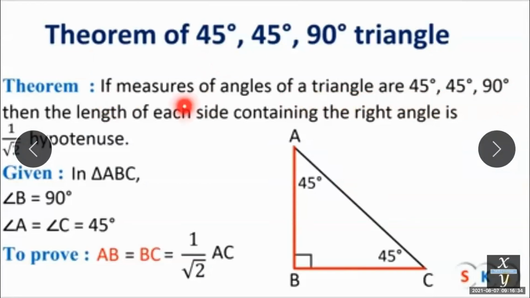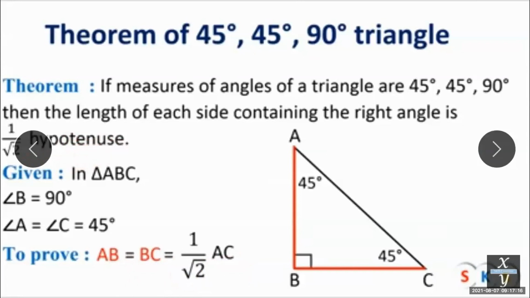Okay, then the length of each side containing the right angle. The sides containing the right angle, meaning the two sides that form the right angle. That means the length of each is 1 by root 2 of the hypotenuse. So segment AB equal to BC equal to 1 by root 2 of the hypotenuse, that is AC. That's what we have to prove.